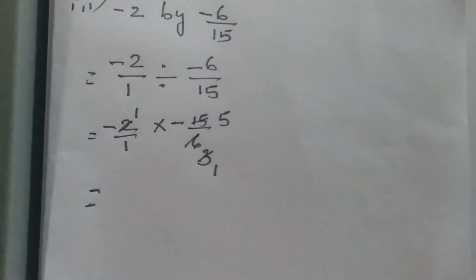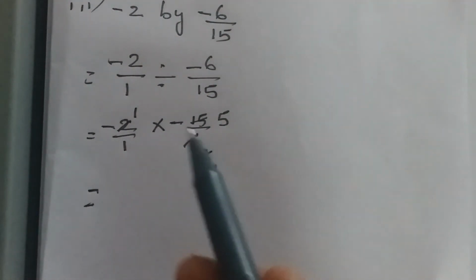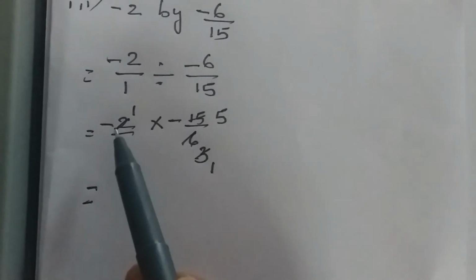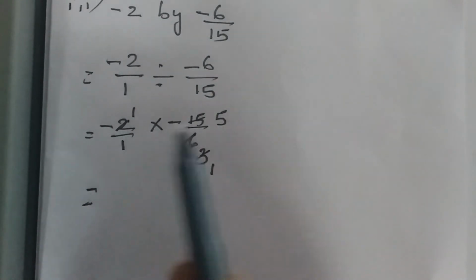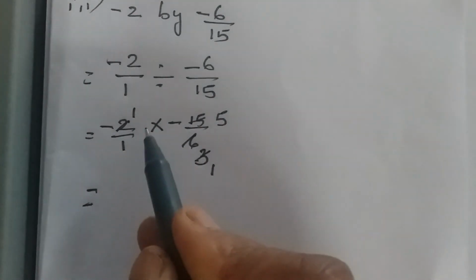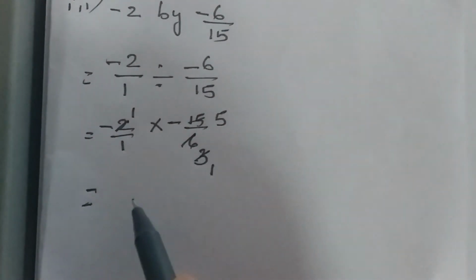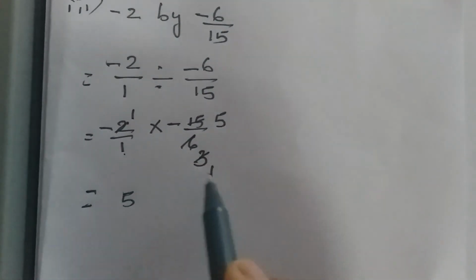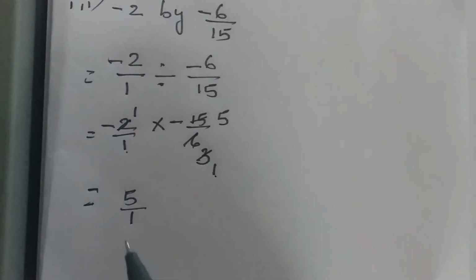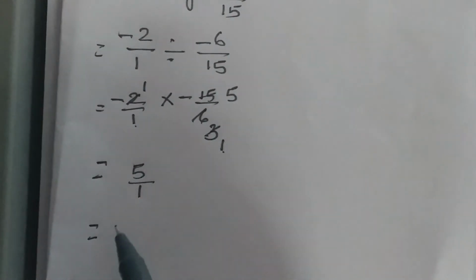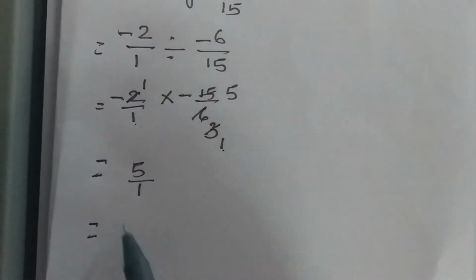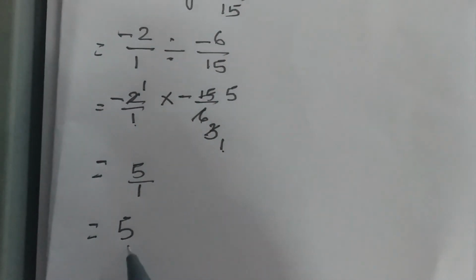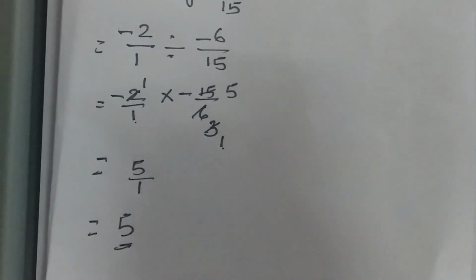So we'll just multiply both the numerators and multiply both the denominators. Before that, multiply the signs. Yes, minus into minus. What is it? When you multiply same signs, it is plus. Now the numbers. 5 ones are 5 and 1 ones are 1. What is 5 divided by 1? When you divide a number by 1, the answer is 5, the same number. Okay, with this, we stop here.